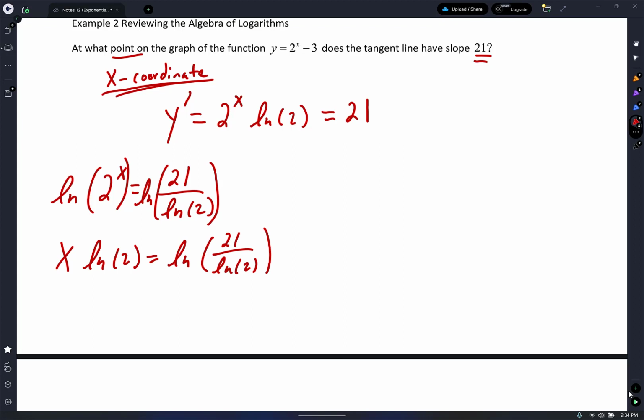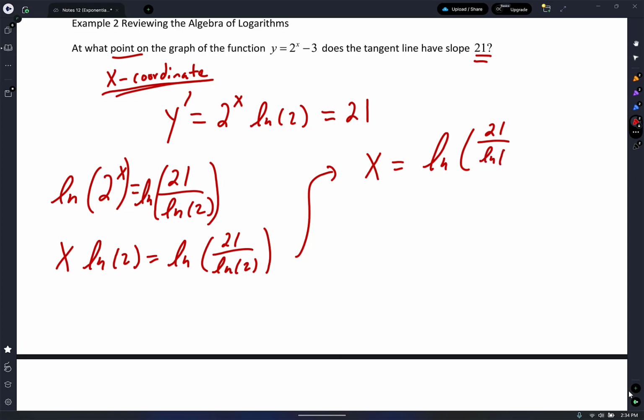And now how do I get the x by itself? Divide by what? ln of 2. Now this is a number. x equals ln... There is no property you can use. Well, I guess you could: ln of 21 minus ln of 2, all divided by ln of 2. But don't. Just leave it like this.